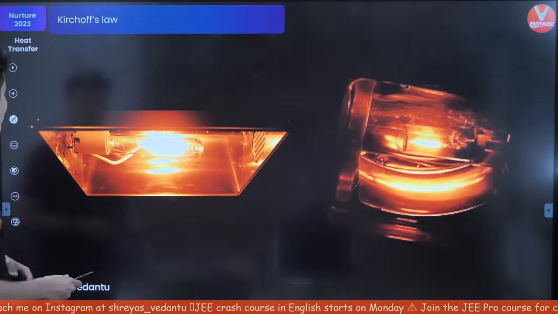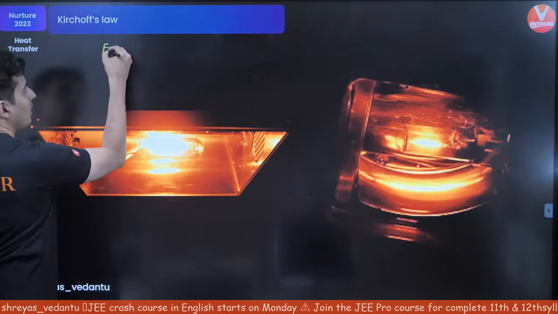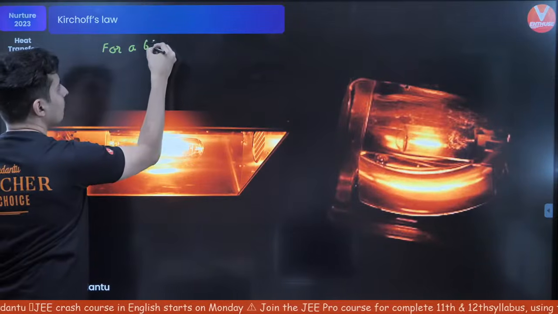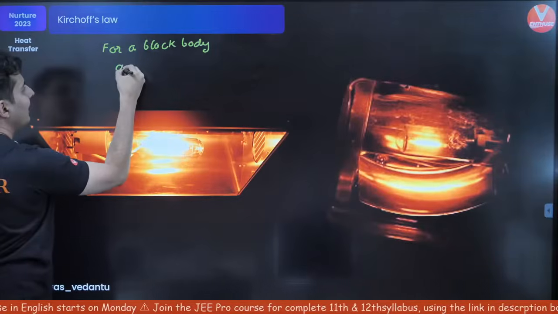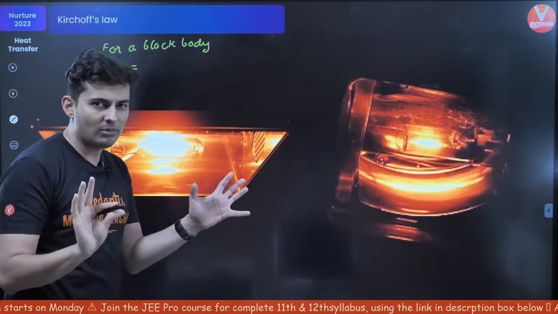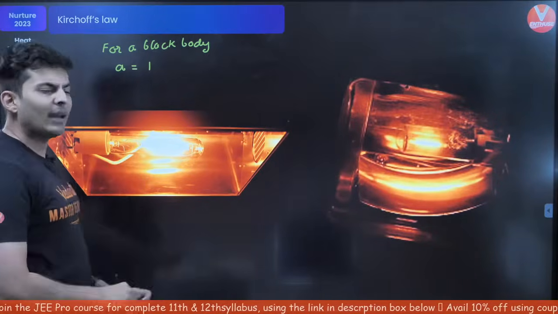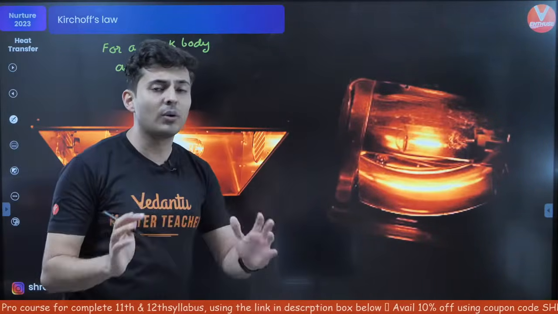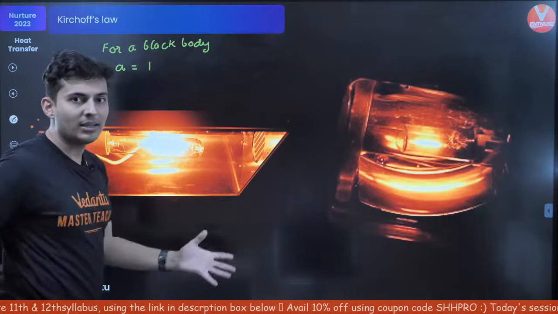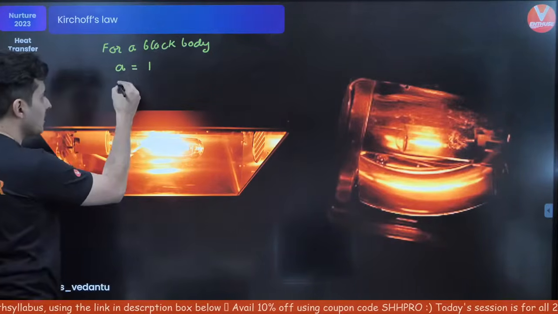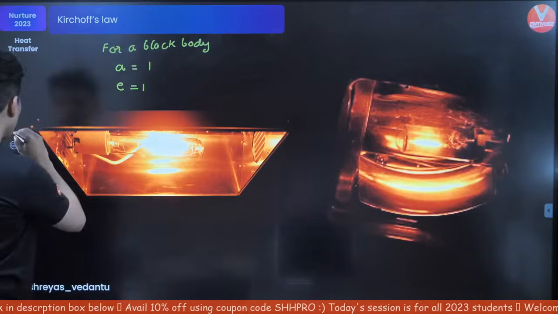See, for a black body, what is the value of A? I just told you, it's a very good absorber, right? It absorbs everything. So A is 1. And black body is also a very good emitter. It emits the most as compared to any other body around it at the same temperature. The emissivity is 1, right? That's for a black body.